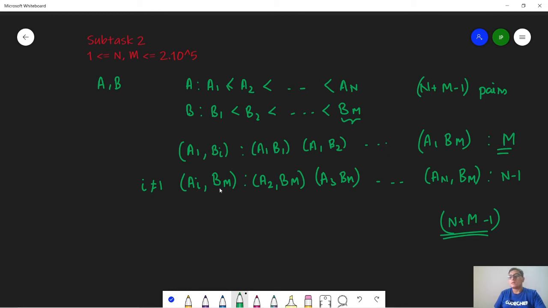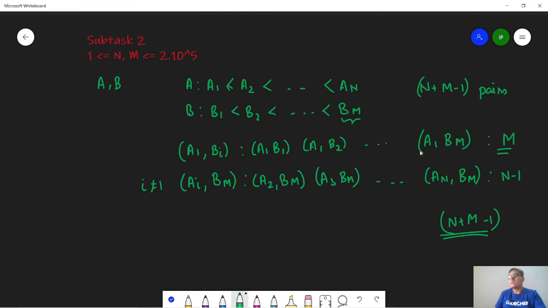Now in this other sequence of n minus 1 pairs, we have taken the largest value of B and we are pairing it with all the elements of A. Since we took the largest value and we did not take the first value, the sum A2 plus BM is distinct from any of the values present in the above sequence. Why? Because BM is greater than all the other B values, and since A2 is greater than A1, this sum is actually greater than the last of the previous sequence.